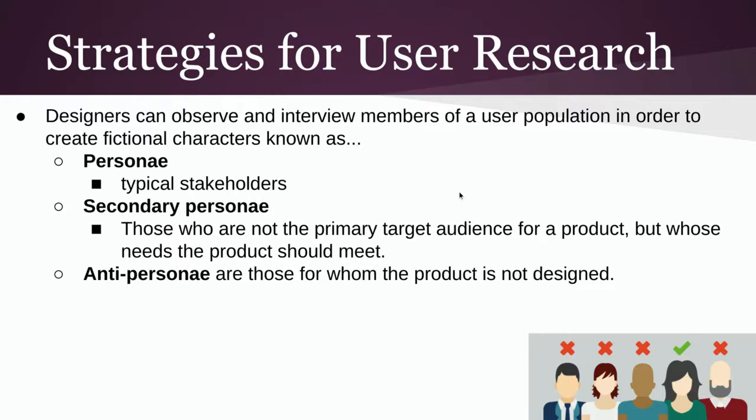Strategies for user research. Designers can observe and interview members of a user population in order to create fictional characters known as persona, which are your typical stakeholders. You also have what's called secondary persona, those who are not the primary target audience for a product, but who need the product you should also meet. And you also have the anti persona, or those for whom the product is not designed.